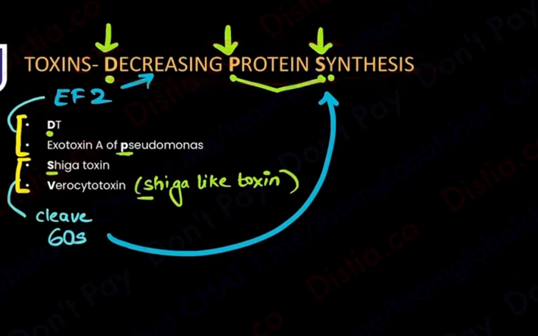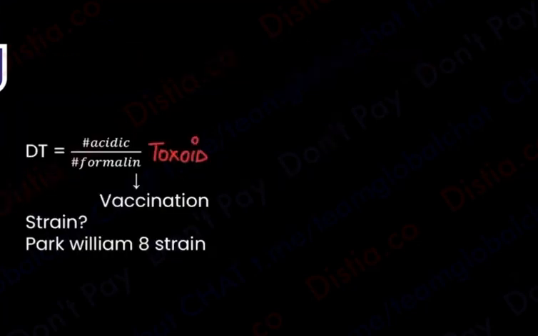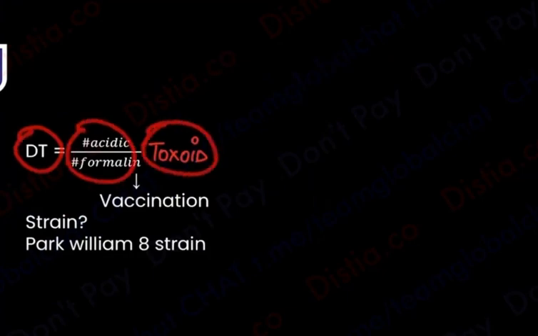So all your toxin related work is done. But now from this toxin, I want to make a vaccine. Can I do that? Yes. From the same diphtheria toxin, if I keep it in an acidic environment with formalin, what I'll get will be a toxoid. And I know toxoid is used for vaccination.